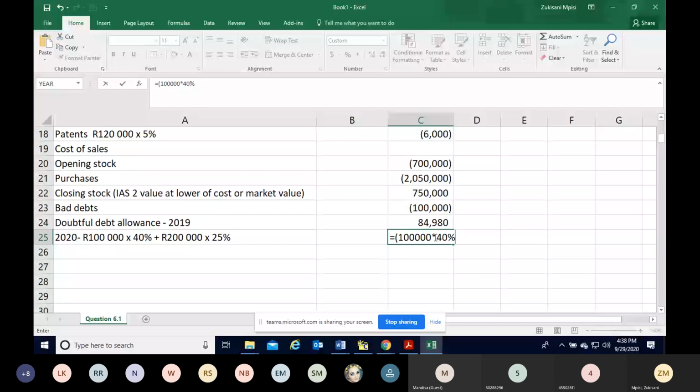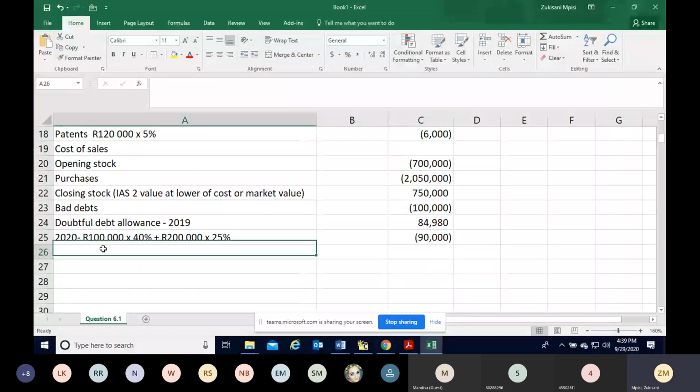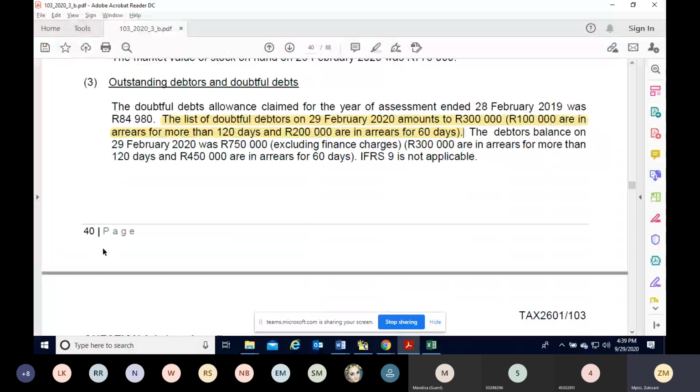200,000 multiplied by 25%. Right. So that gives us 90,000, and everything is definitely negative. So that's the doubtful debt allowance. So what else is given on the balances?